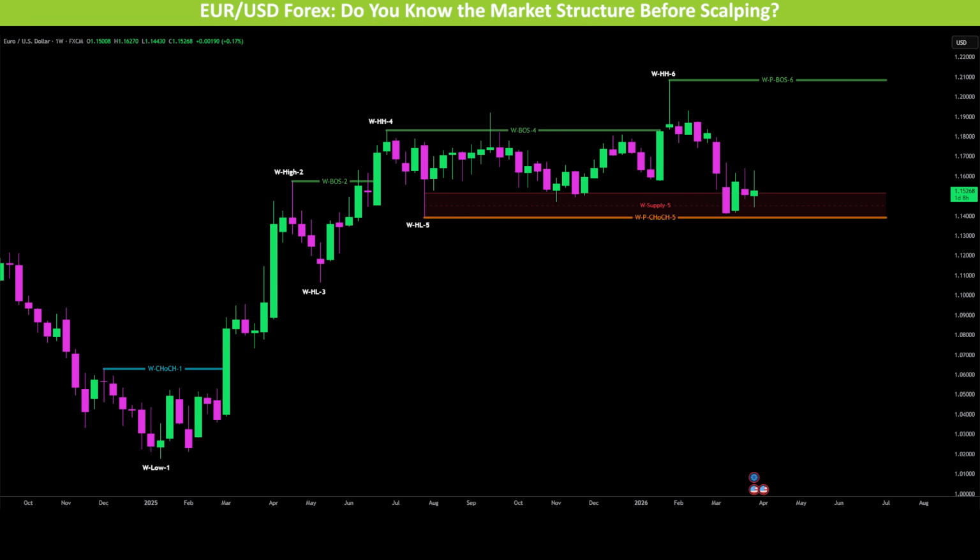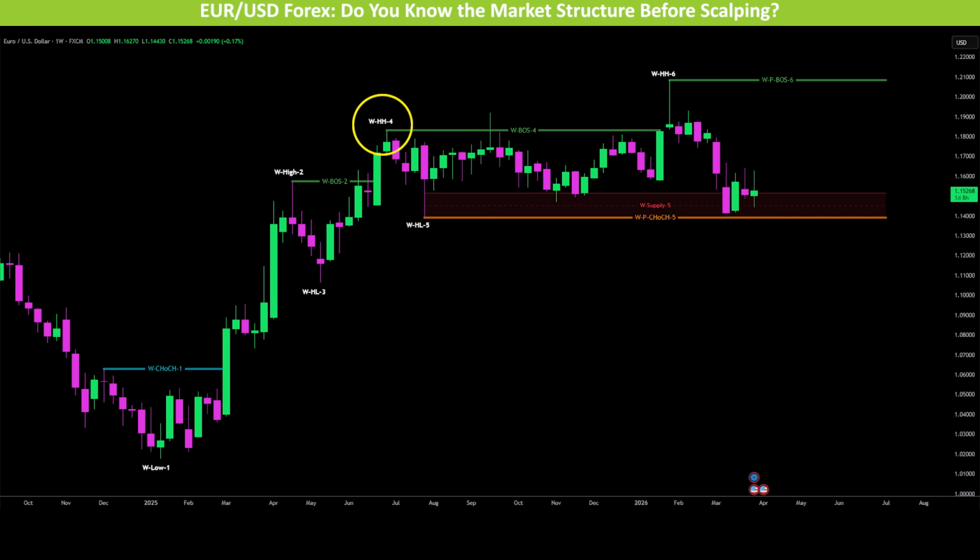Now, let's begin the review of the structure. The first important reference in the structure is weekly low 1, which marks the exhaustion of the previous bearish phase. From this point, price makes an impulsive movement, creating the first weekly change of character 1, and reaching weekly high 2. After that, price retraces and forms weekly higher low 3. From weekly higher low 3, price initiates a new impulsive movement, breaking weekly high 2 as weekly break of structure 2, and reaching weekly higher high 4.